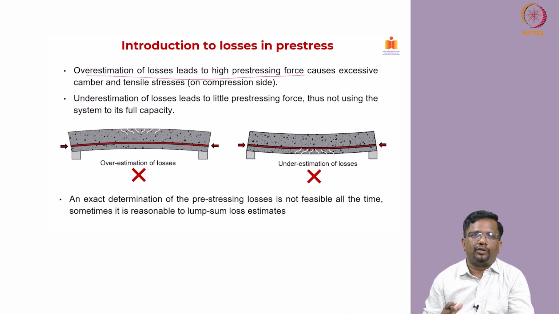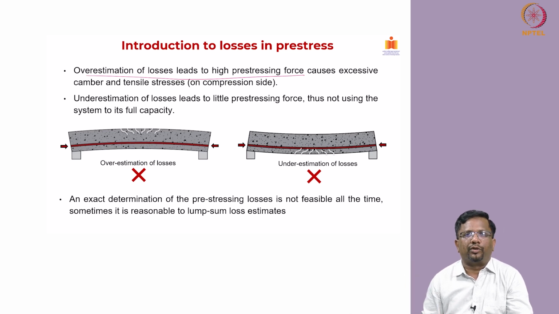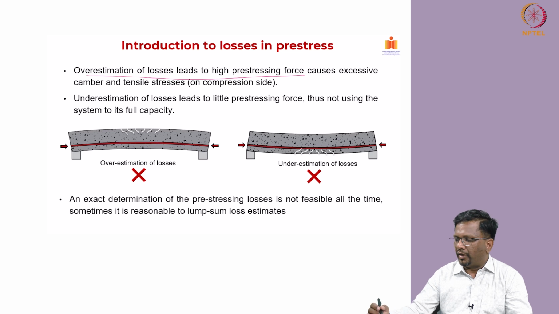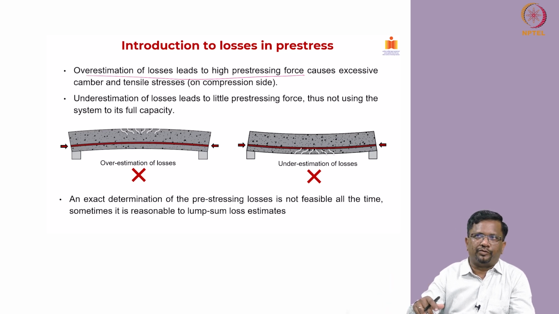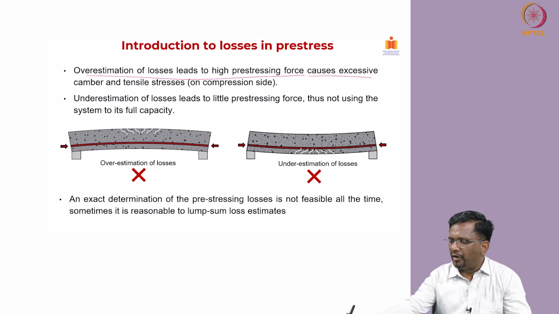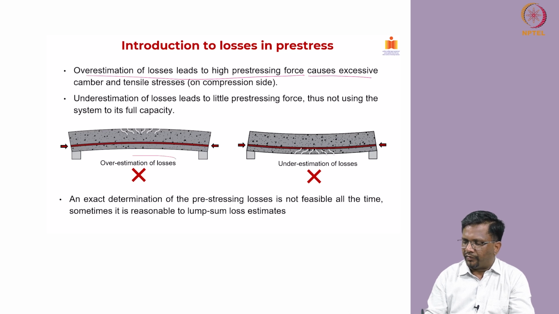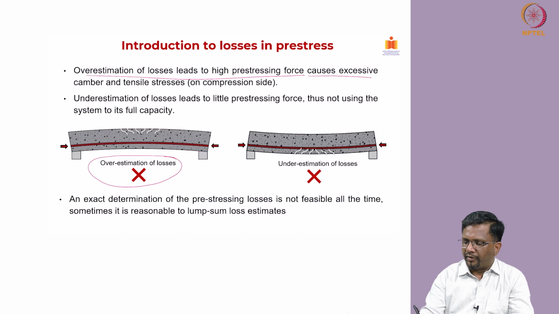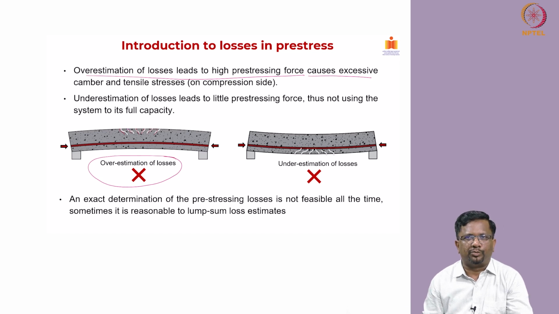Let us say that you are saying that you will have 20 or 25% of loss that will happen in pre-stressing force, then you account for that by putting more cables or applying more pre-stressing force. So, if you overestimate the losses, then you will end up putting more pre-stressing force that can cause excessive camber like this. This is what we are seeing here. In that process, we can also crack the element, for this case at the top, which is a simply supported case here.